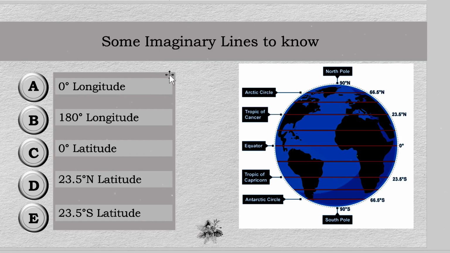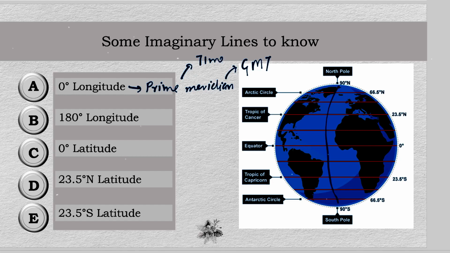And this is the last slide, and we have to know some of the imaginary lines that exist on Earth. And the first one is 0 degree longitude. The 0 degree longitude is called as the prime meridian, also known as the Greenwich meridian time, and this is used to calculate time around the globe. 180 degree longitude is also known as anti-meridian, also known as the international date line.